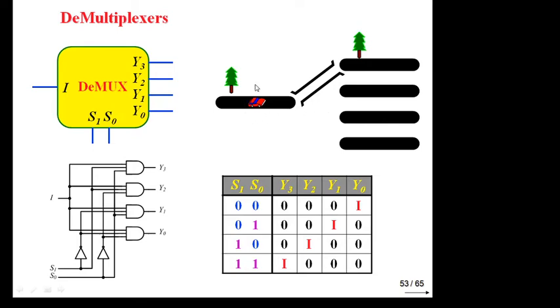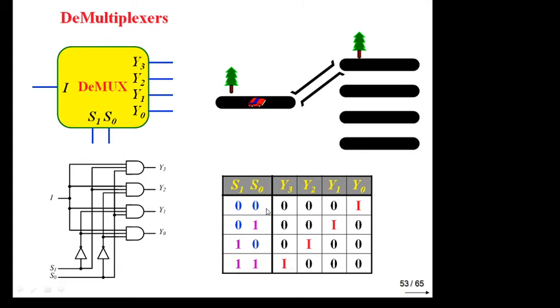Similarly, there is a 1 to 16 demultiplexer. In this case, there will be 16 outputs, 1 input, and 4 select lines. And there is a 1 to 32 demultiplexer. In a 1 to 32 demultiplexer, there will be 5 select lines, and there will be 32 outputs from Y0 to Y31.